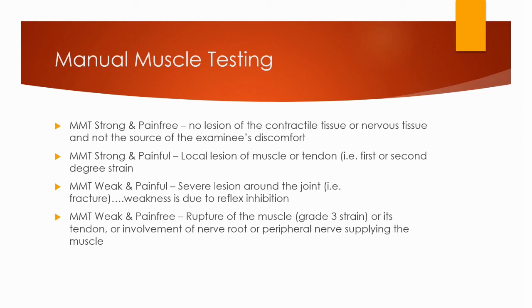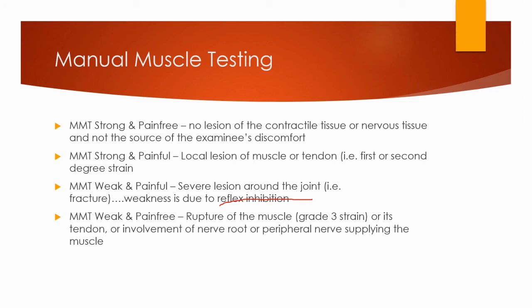On the other hand, an examinee who has preserved strength but who reports pain, this is due to a local lesion of the muscle or tendon, such as a first or second degree strain of the tendon, and it's the contractile tissue that's complaining during the test procedure. This indicates that the neurologic structures are functioning properly because the examinee is able to produce good strength. Examinees who provide a weak response to manual muscle testing, also in the presence of pain, this tells you that there's some lesion around the joint, such as a fracture, and the weakness is due to reflex inhibition.